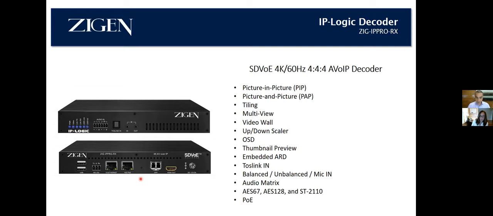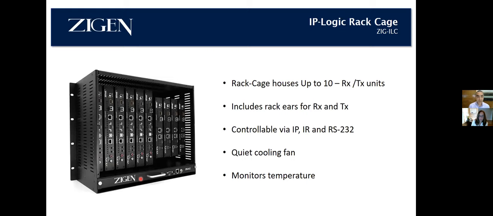Okay, so I'll jump onto our next slide, which is going to be our cage. This cage can store up to 10 encoders and decoders. It's got a lot of smarts built into it. So obviously you can see we have RS-232, Ethernet, and power jack. And I believe we also have IR. Yes, we do have an IR port on there. And that's designed to monitor the temperature from each of these encoders and decoders. You could control the fan speed.